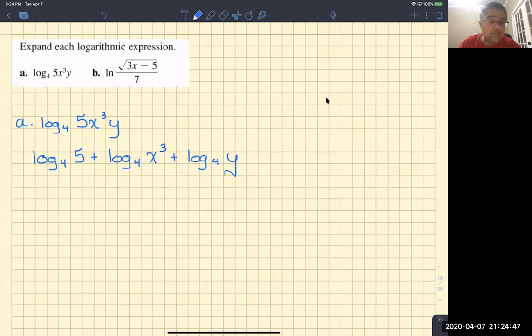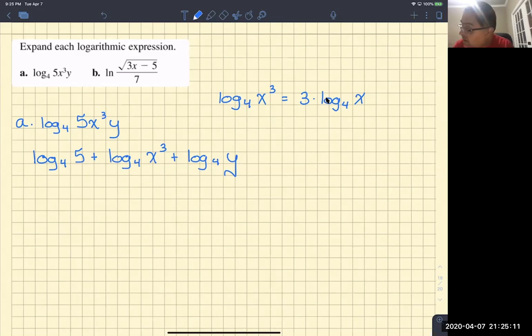Well, remember the power rule. The power rule says that I can rewrite log base 4 of x cubed as 3 times log base 4 of x. And remember I said that this is probably one of the most useful characteristics of logarithms, that it allows me to bring my exponent to the front of the logarithm.